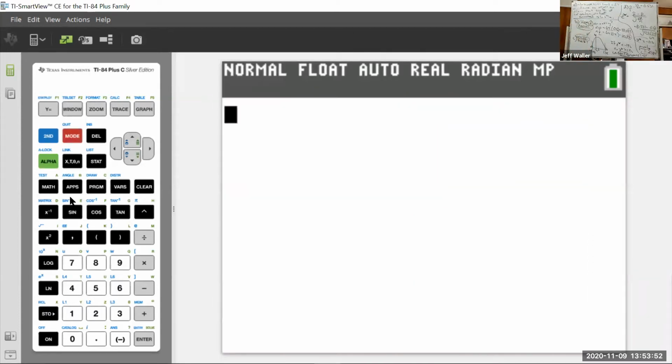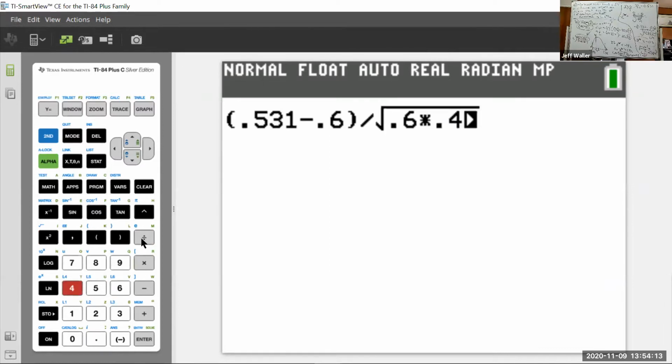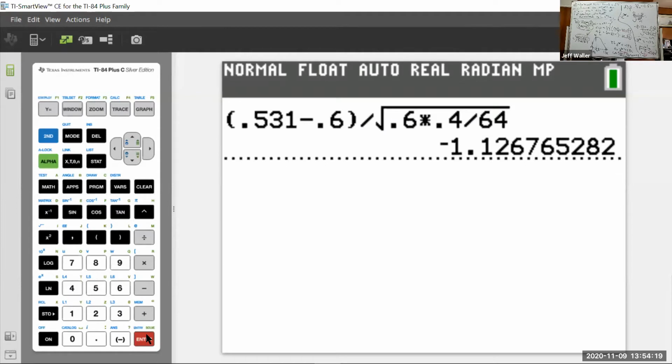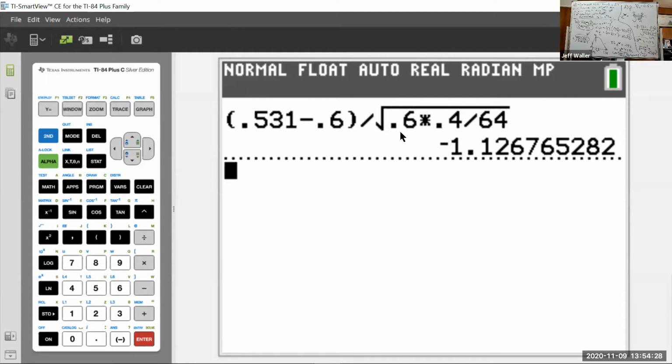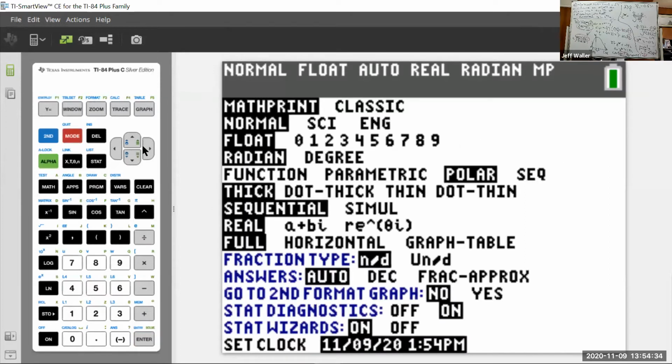All right, we'll get away from the graph. So here's the formula, I'm guessing you mean for Z star, right? Yeah, Jeff, that's the only formula we did. So that's 0.531 minus 0.6, divided by the square root of 0.6 times 0.4 divided by 64. I don't know if you have the calculator where the square root grows like this, or the calculator where there's a parenthesis there.